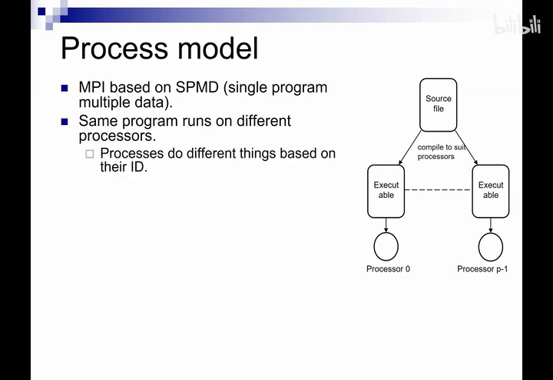So we have a single program running on different processors. But of course, you don't want all of the processors to do exactly the same thing, right? That would just be duplicating the same work over and over. So you want them to run the same program, but operate on different pieces of data. That's why it's called multiple data. The way you can have these programs work on different pieces of data is that each of the processes has an ID. Then within your MPI program, you can specify that different processes will do different things based on their ID.